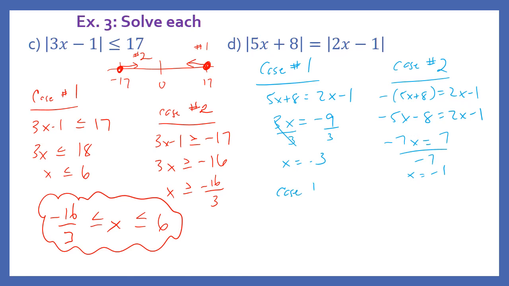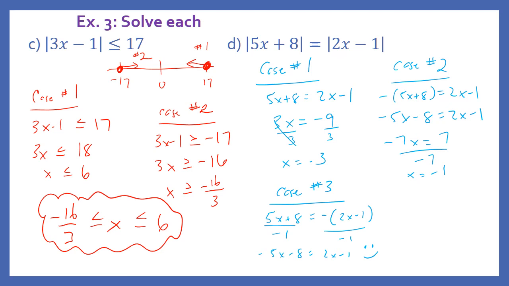Okay, so case number 3. Well, we could have the positive version of the left-hand side equal the negative version of the right-hand side. And if we divided both sides by negative, you would have negative 5x minus 8 equals 2x minus 1. Well, we've already done that case. We already have the answer to that. So we don't have to worry about this. We're going to have the same answer.